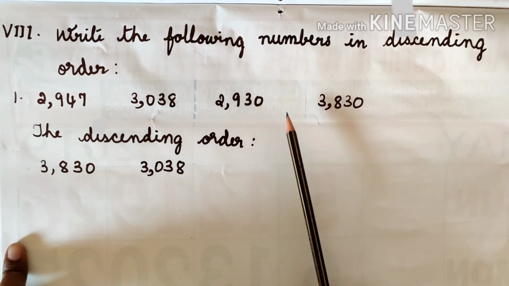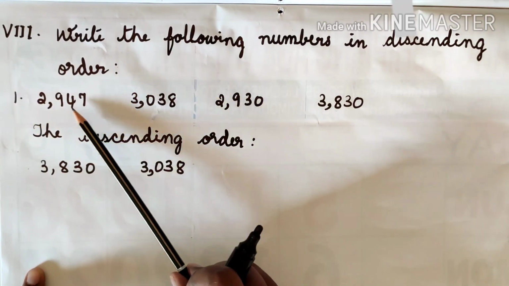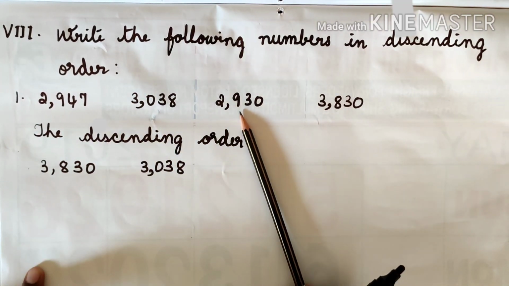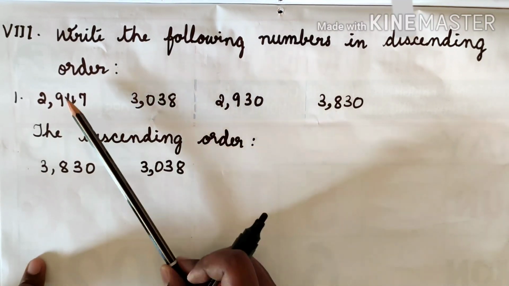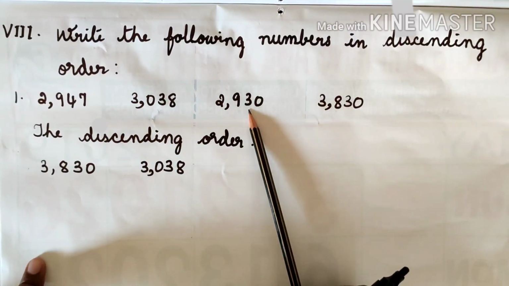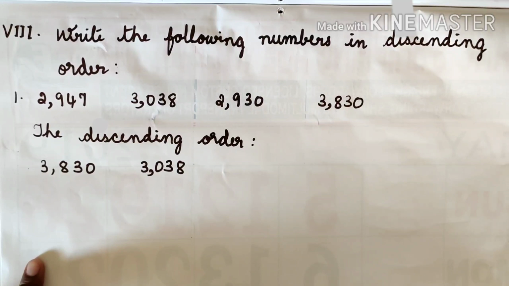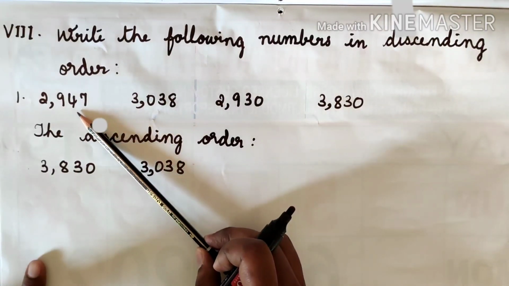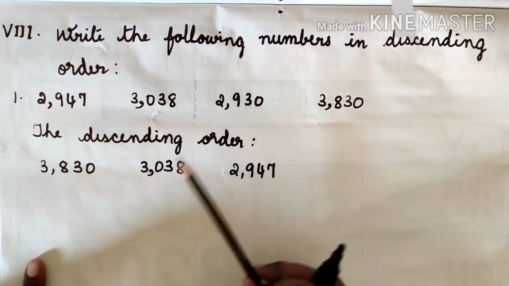Now out of these two we have to find out which is the greatest. Now the thousands are same. Both the numbers, even hundreds, are also same. Now what shall we do? Compare tens. 4 in tens place, 3 in tens place. So out of 4 and 3, which is greater? 4 is greater than 3. So we have to write this number first. At the end we are left with one number, that is this.